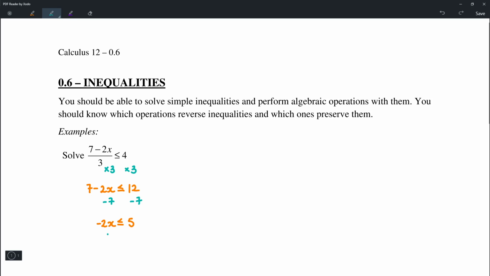And of course, to solve for x, we can divide both sides by negative 2 now. The important thing to note here is that this flips the inequality the other way. So we finally would have x is greater than or equal to negative 5 over 2.